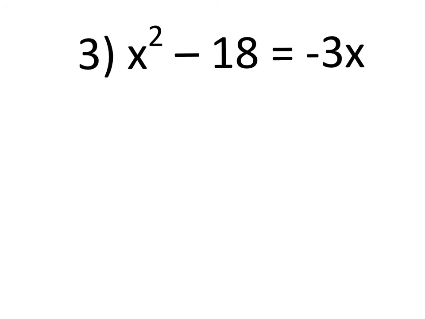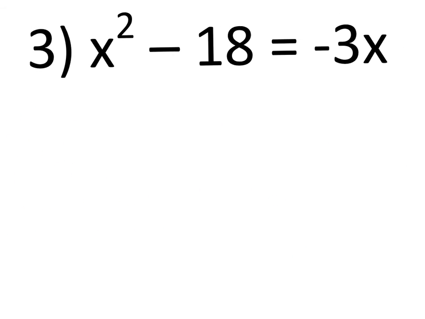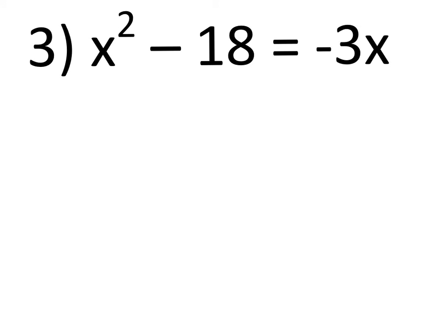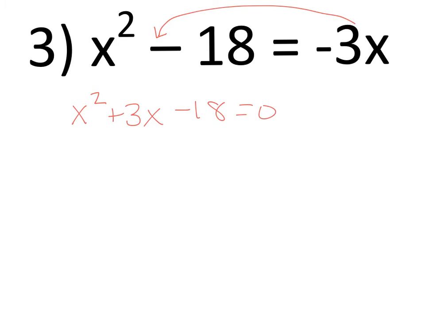All right, number 3. Now, you still have to set equal to 0, but watch it. Make sure you put this in the right order. So when you bring this 3x over, it has to go into the middle, okay? It has to be in order of x squared plus 3x, because you're bringing it over to the other side, minus 18 equals 0. So just kind of keep in mind here, we are adding 3x kind of into the middle there. Keep it in standard form. It has to be in order.